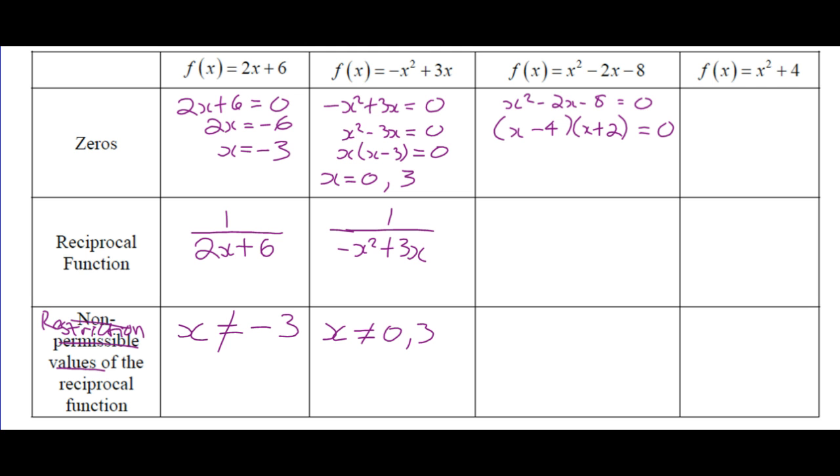Okay, so you factor it, you check it, and you write the restrictions.